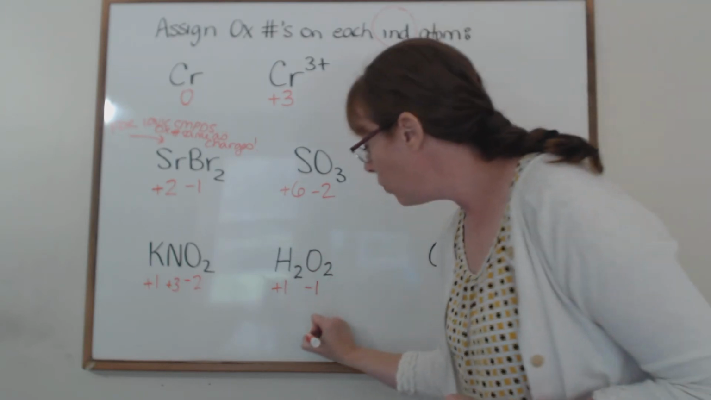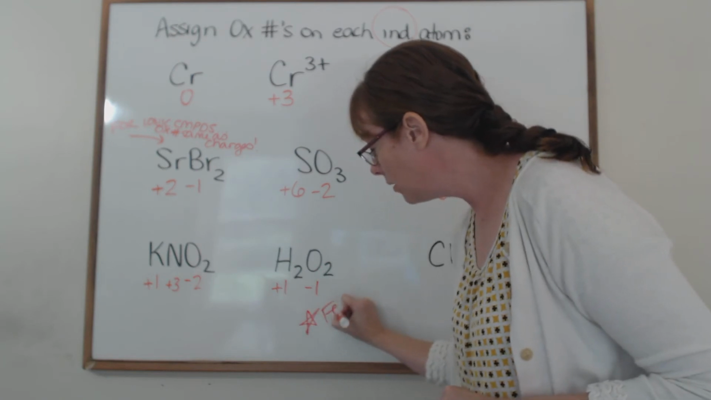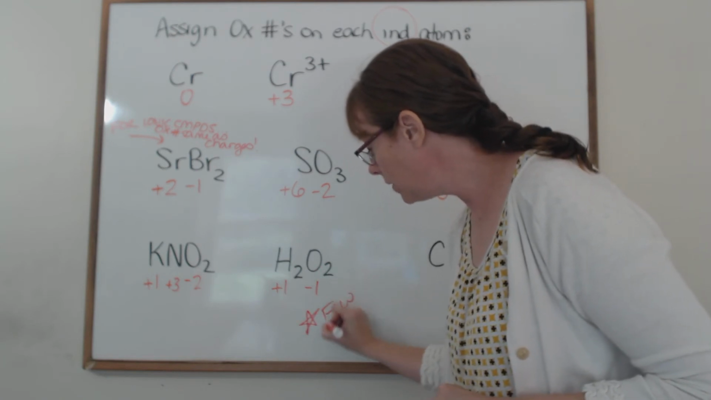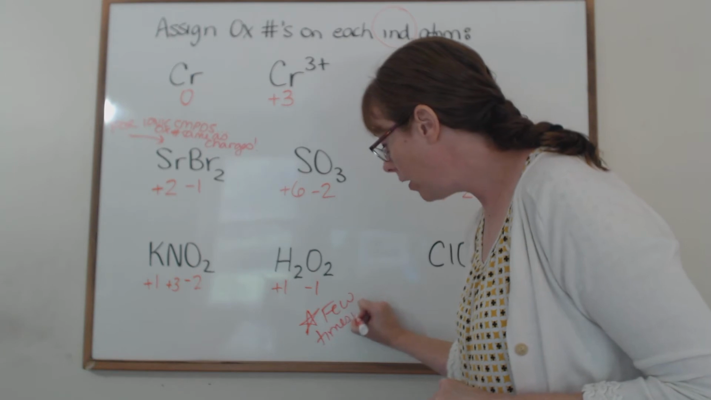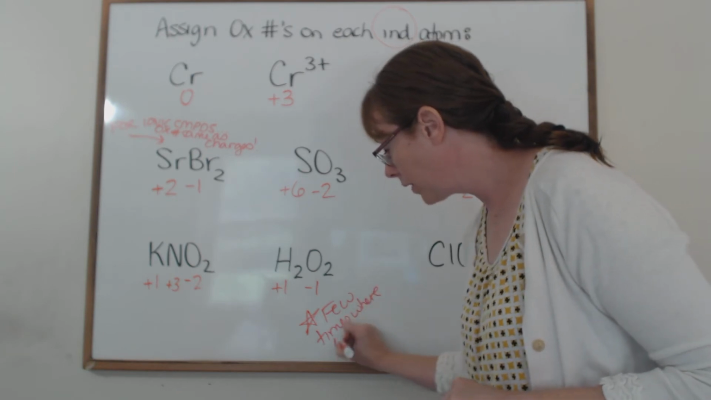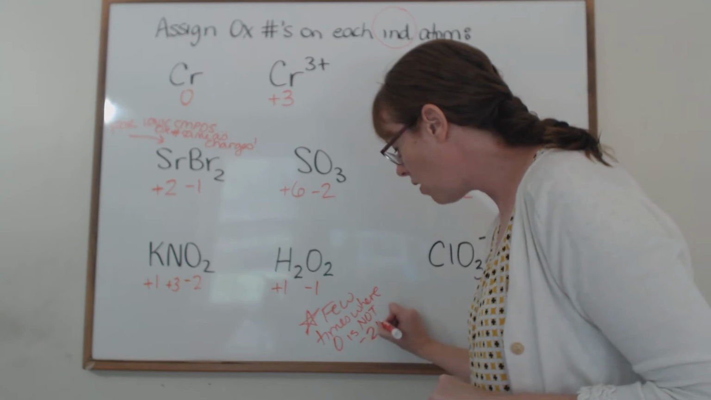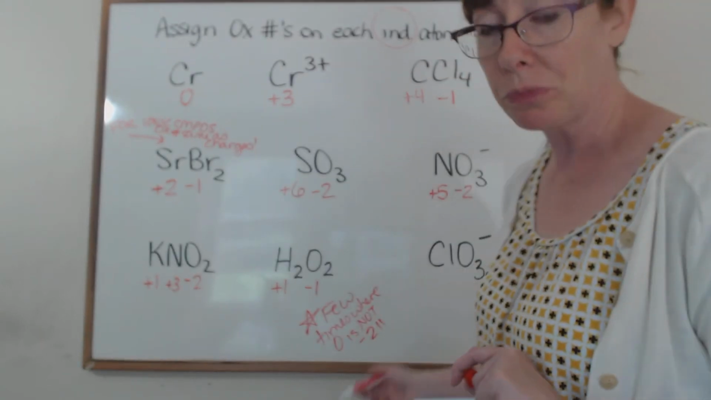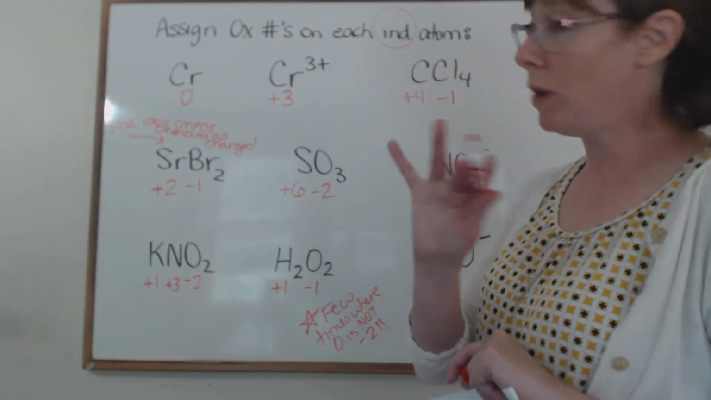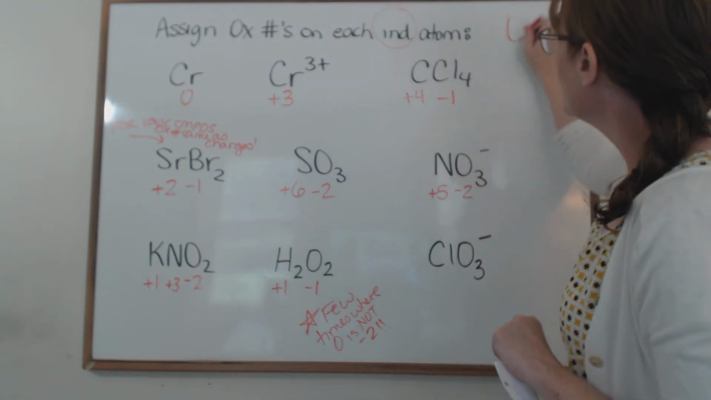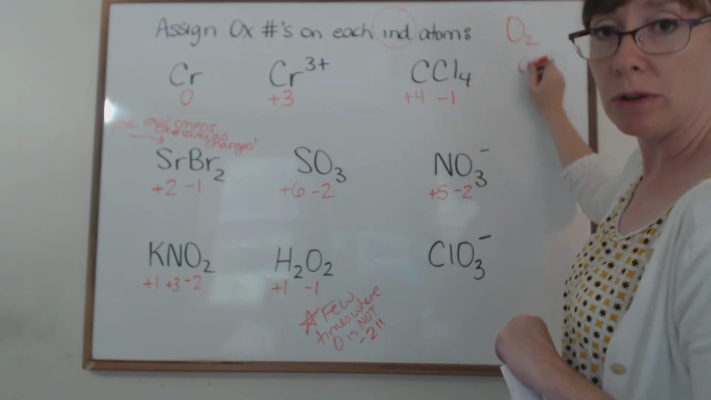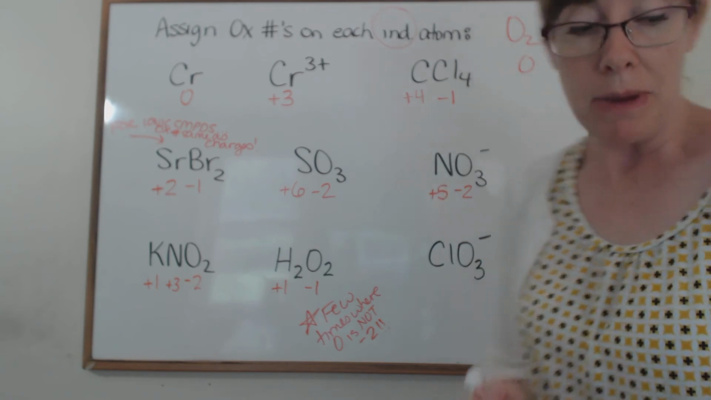Now, this is one of the very few times where oxygen is not a -2. Oxygen is almost always -2. This is one time where it's not. One of the other times, be very careful, is the element oxygen. That would always be 0. Okay, but I just wanted to do that one.